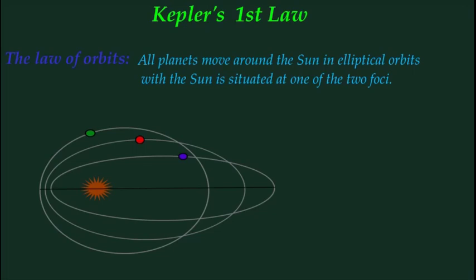In his first law, he talked about the shape of the trajectory of the planets which are revolving around the sun. He said that all planets move around the sun in elliptical orbits, where the sun is situated at one of the two focal points. So the shape of the trajectory is elliptical in nature. And we know an ellipse has two focal points. The sun is situated at one of them.